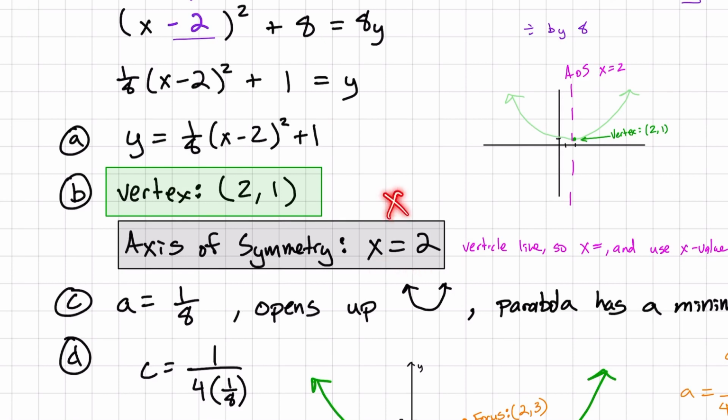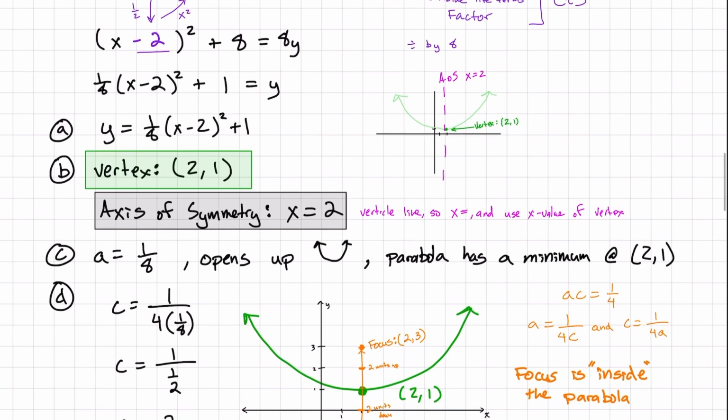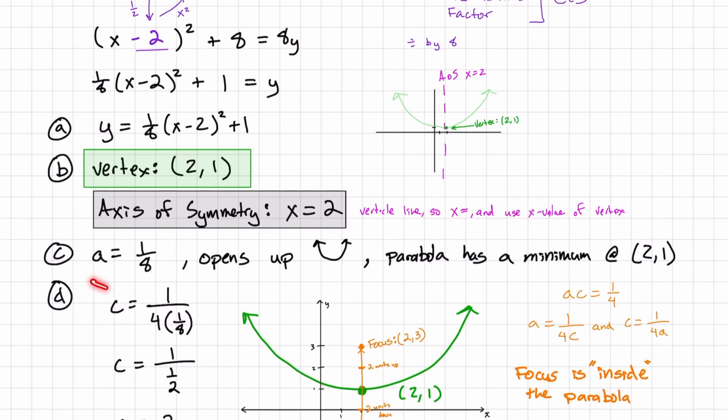If you want to write it generically, it would just be x equals h when it's a vertical parabola. All right. Sometimes I have part C be for you to determine whether it opens up or down and all that jazz first, or all that jazz second. I like to sometimes think of that first.